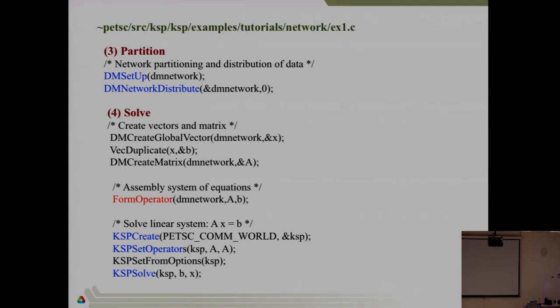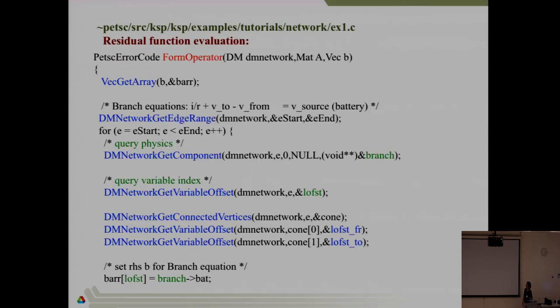The real value the user has to provide is called the form operator. That's the work the user has to do. I will show you. Once you have this, the rest is standard. That's what Matt told you in the morning. You build the linear solver, and then you can play with different options, different preconditioner methods. So let me show you how to do the function evaluation. That's the user's subroutine, in this case, form operator.